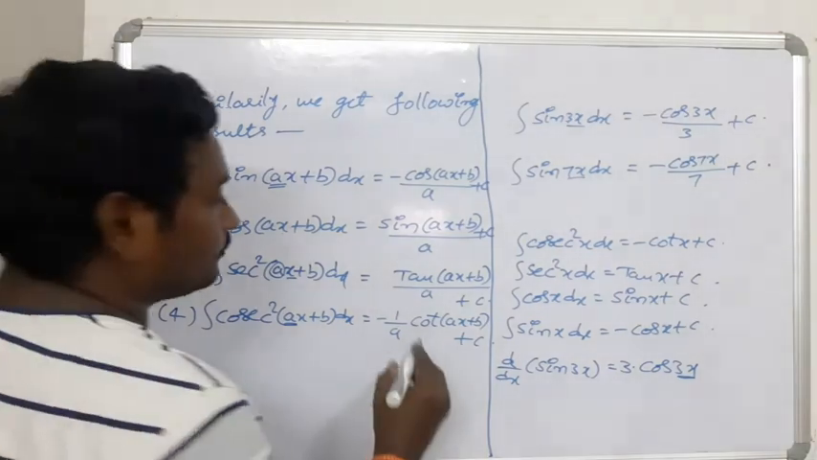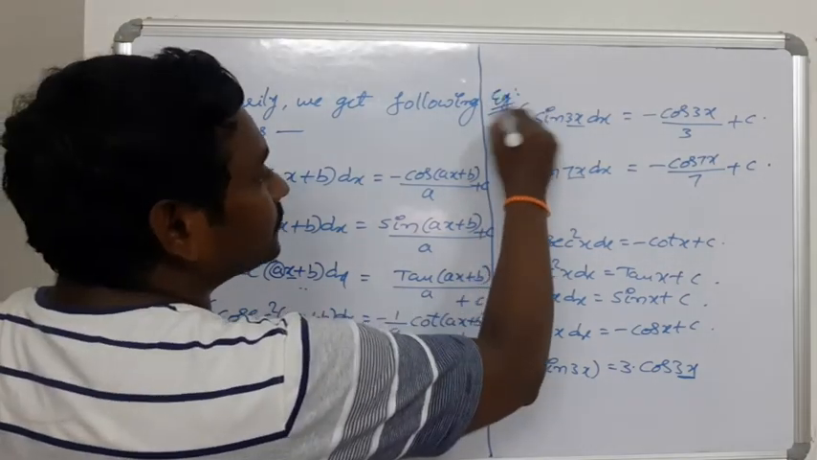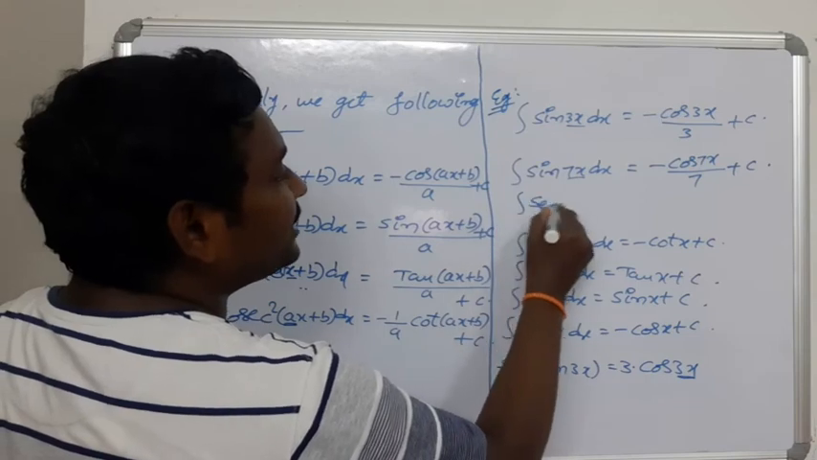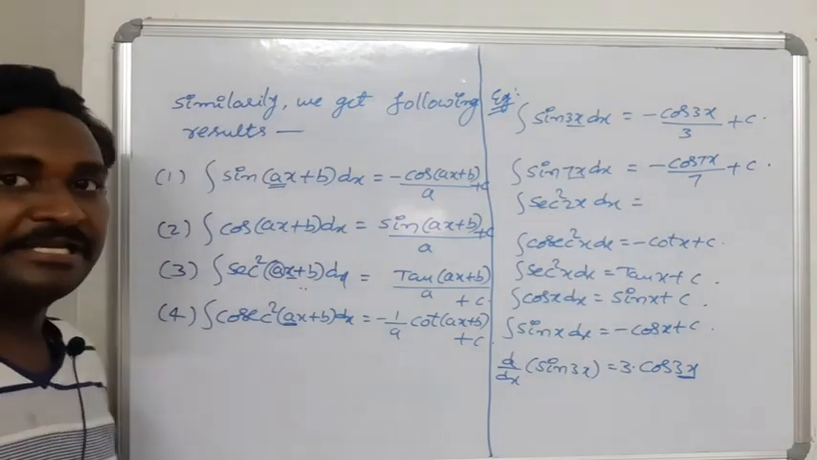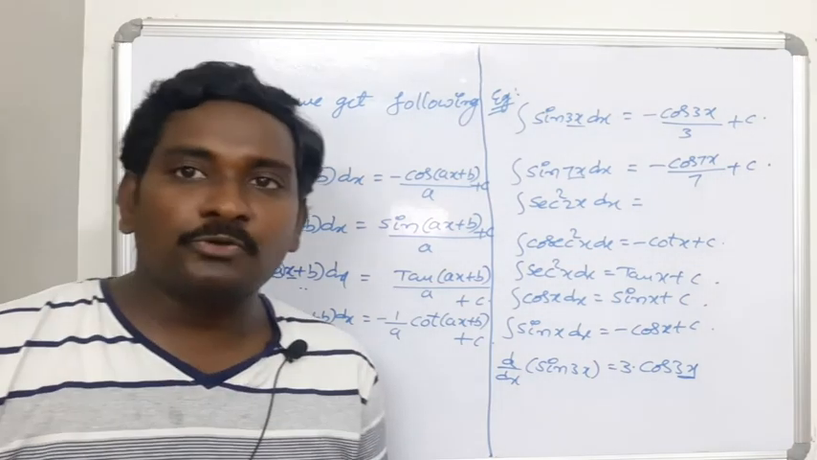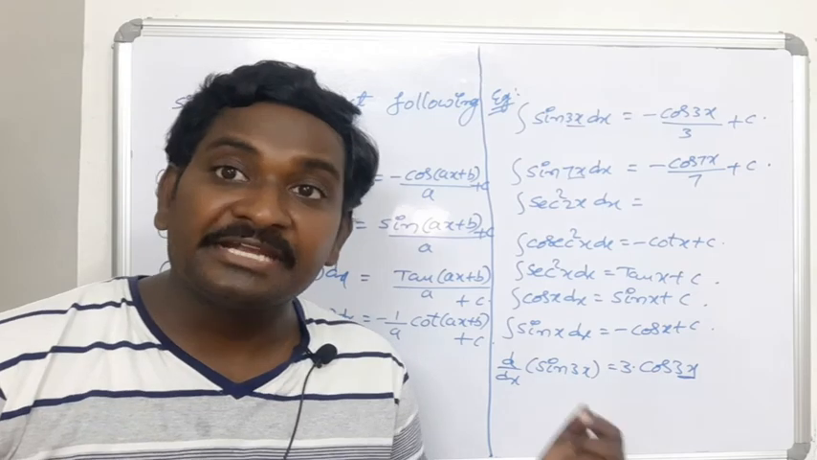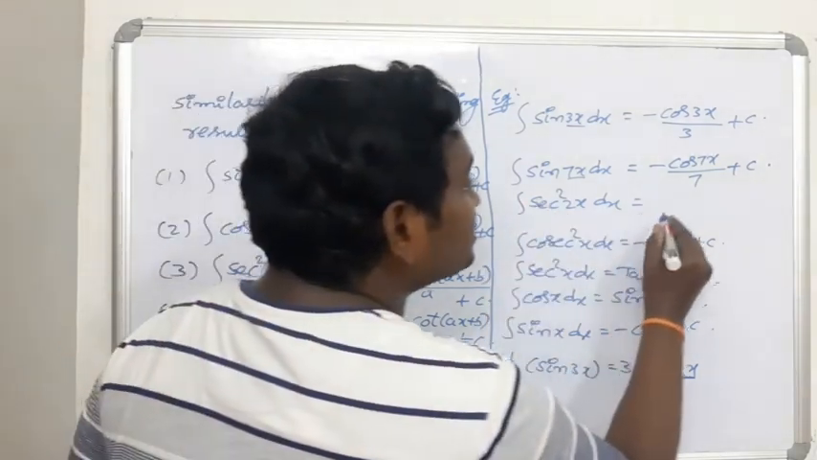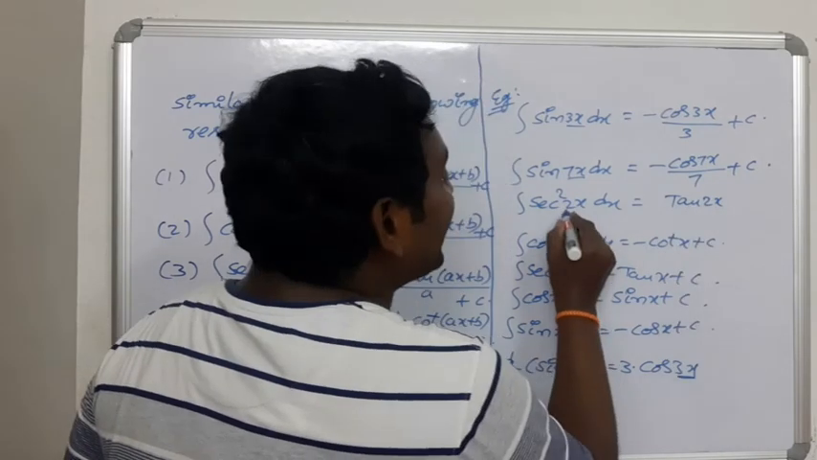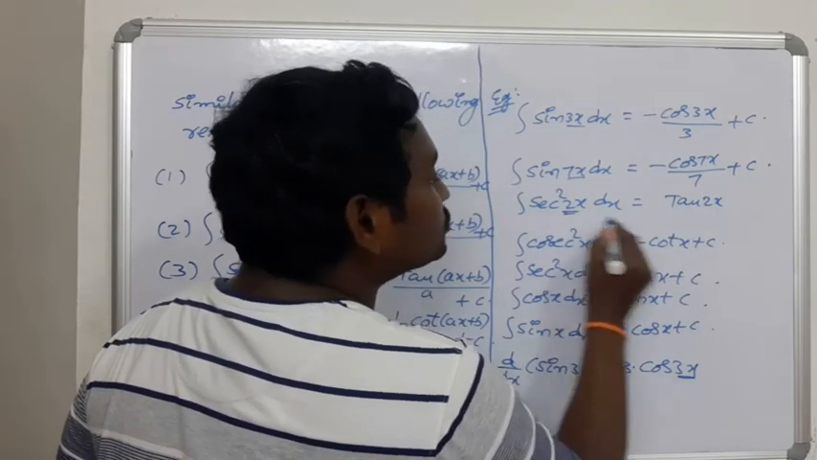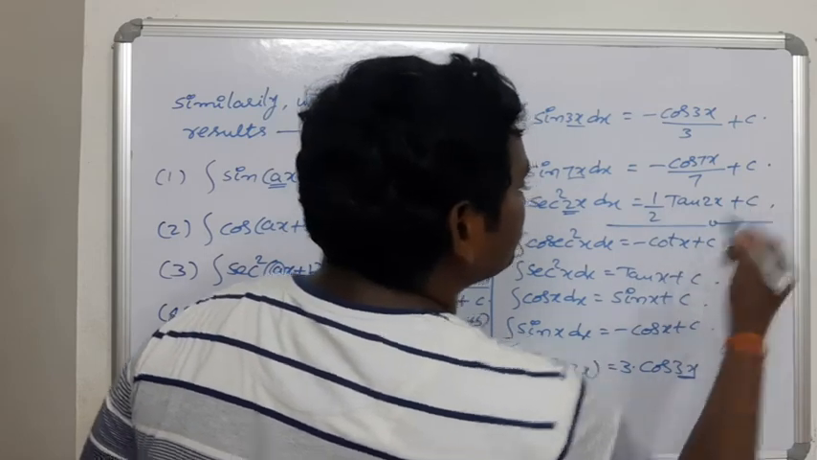For example, see this one. Suppose we have to find the integration of secant square 2x. Integration of secant square x is simply tan x. That's why integration of secant square 2x is also tan 2x, but you should write the coefficient of x, which is 2, in the division, plus c.